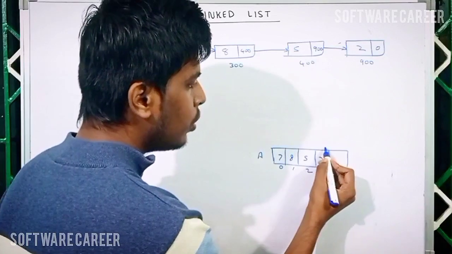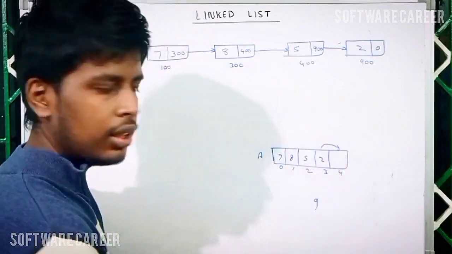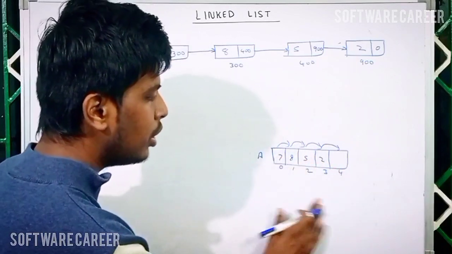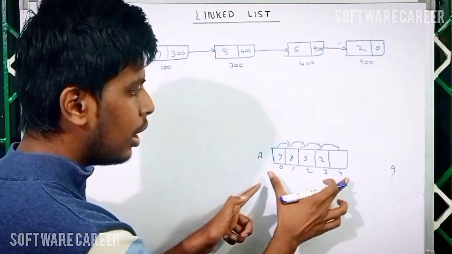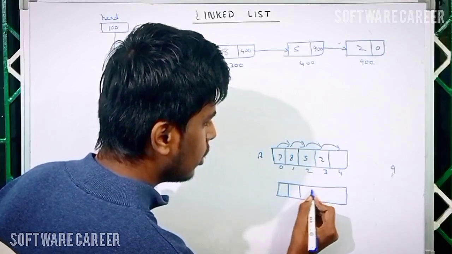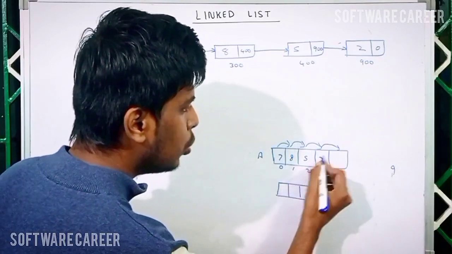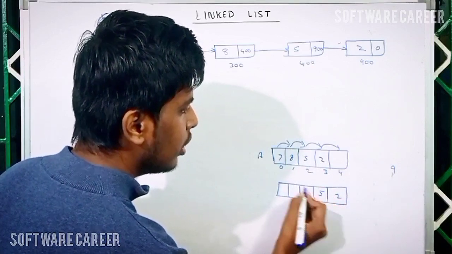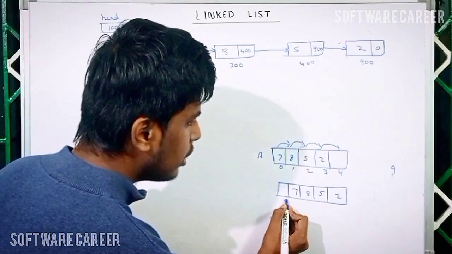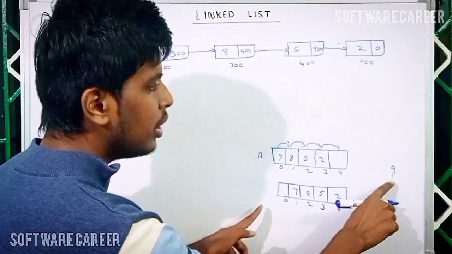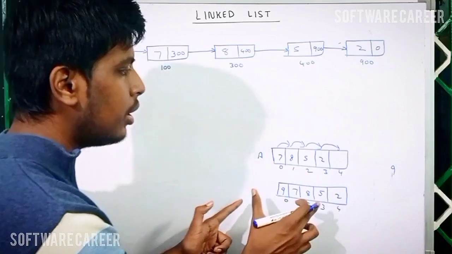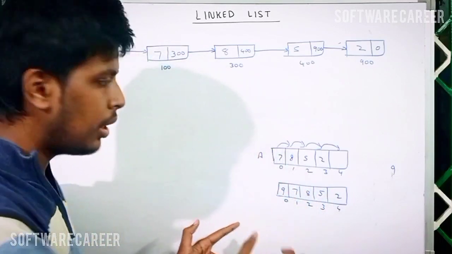For that you should move this element to the next part, then this element one step forward, this element one step forward, this element one step forward. Then 9 you should insert, right? Now array A is like this. 2 is moved one step forward, 5 is moved one step forward, 8 is moved one step forward, 7 is moved one step forward. Now this space is empty. Indexes are 0 1 2 3 4. Now you can insert this 9 into this first empty space. So this is how you insert an element in an array at the beginning.